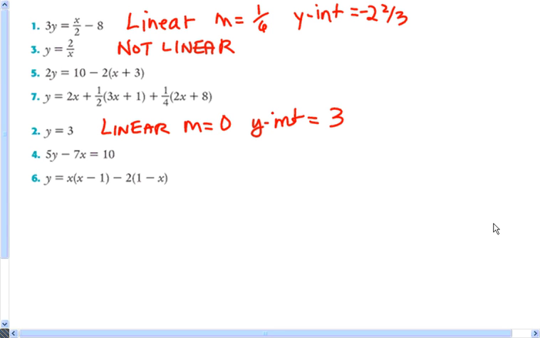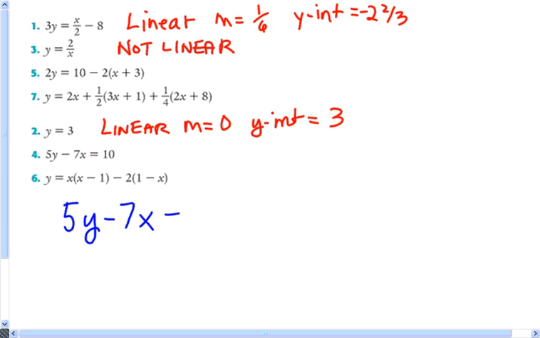All right, this is lesson 212, part 2. This is what we have so far. Number 1 is linear. We found the slope and the y-intercept. Number 2 is linear. The slope is 0 and the y-intercept is 3. Number 3 is not linear. So the next one we're going to work on is number 4.